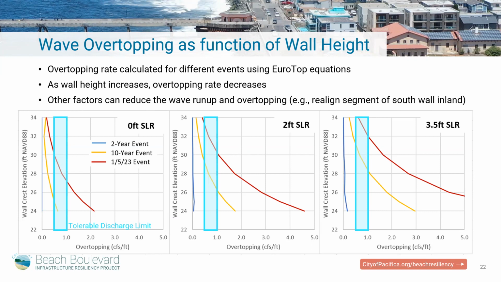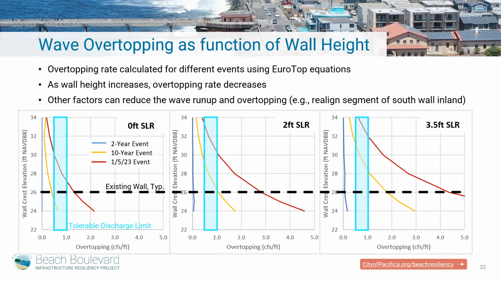And so what we see here is as you increase the height of your wall elevation, you can decrease the overtopping rate. What we want to do is find, for the existing and design conditions, the appropriate height elevation of the wall for this particular cross section that was analyzed here. Hit the next slide.